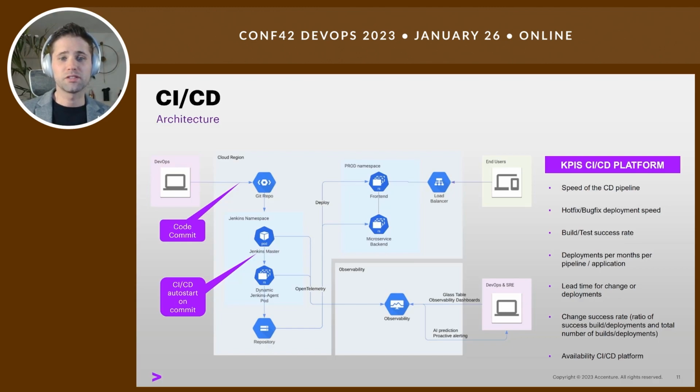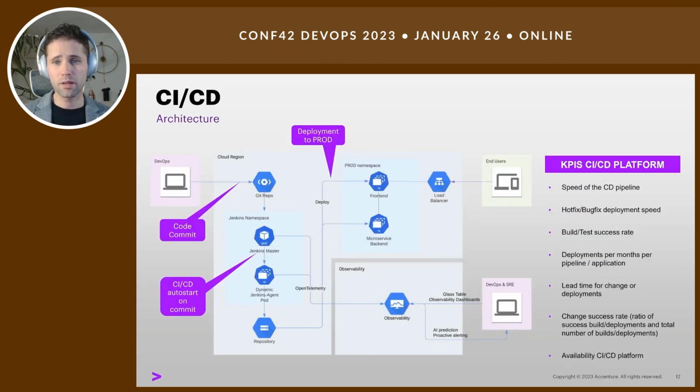As you can see, we are using Jenkins, which after the commit will auto-initialize the pipeline. Specifically, Jenkins will initialize the dynamic agent pod, which we also see here, and which is dependent on the resources that Jenkins takes from the Kubernetes cluster. In the next step, the changes will be deployed to the production environment, ultimately reaching our end users. So far, everything I've talked about is pretty much standard, I would say.